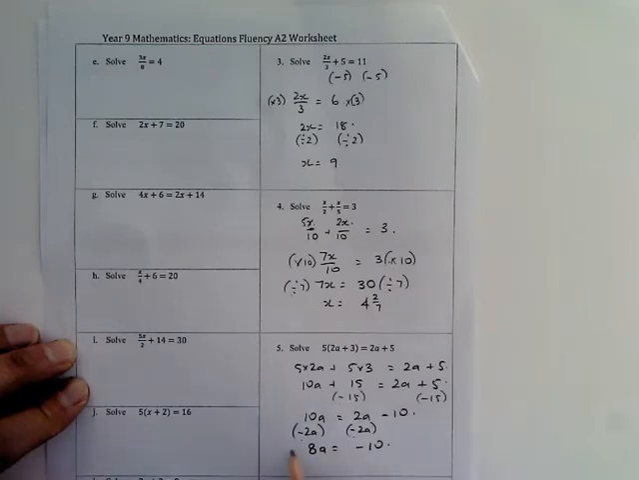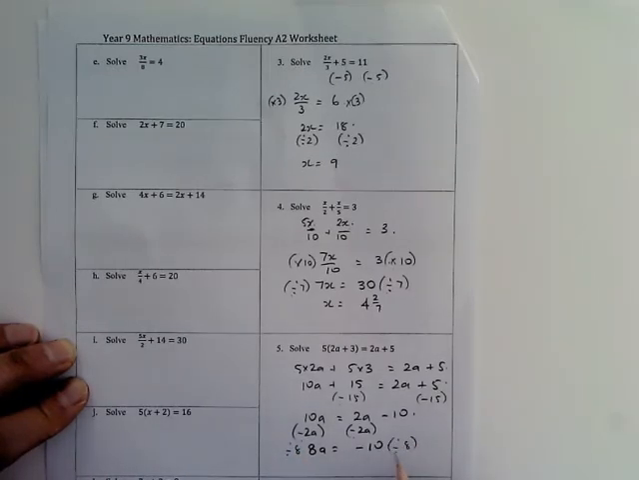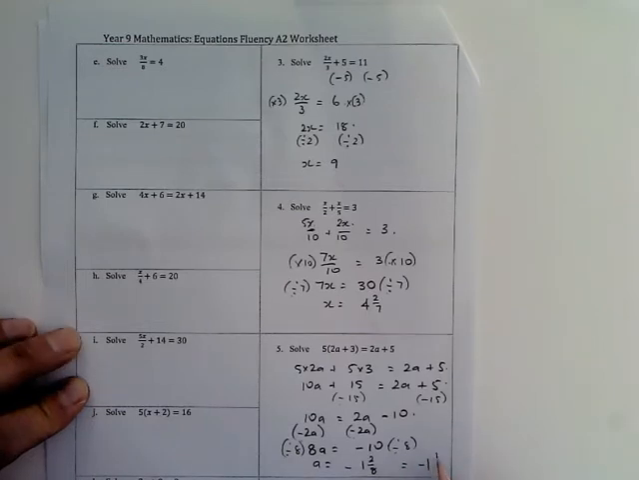If I divide this side by 8, divide this side by 8, I'm left with a equals minus 1 and 2 eighths, which is the same as minus 1 and a quarter.